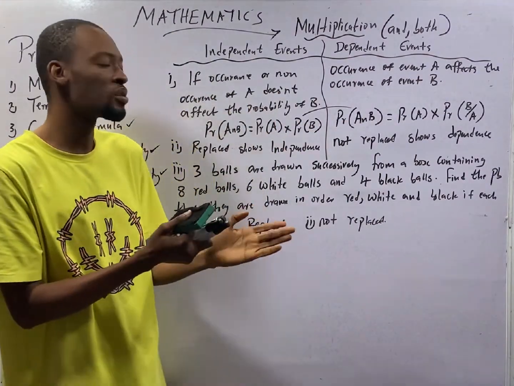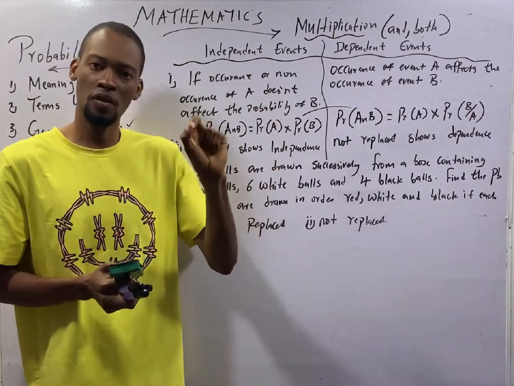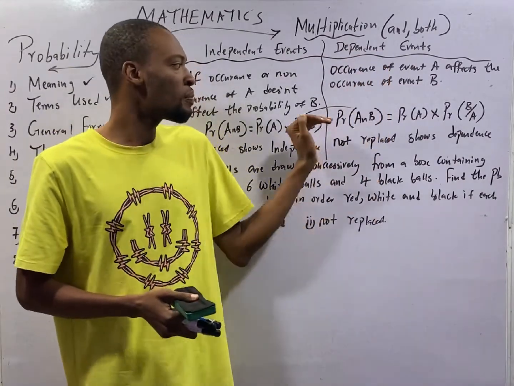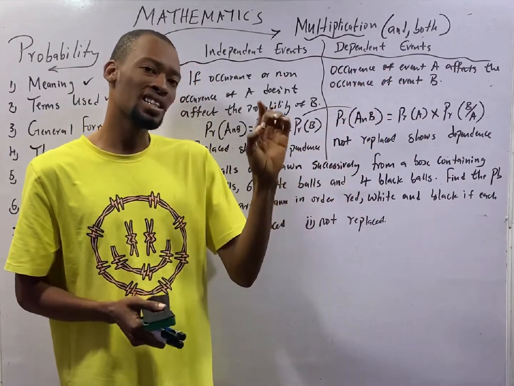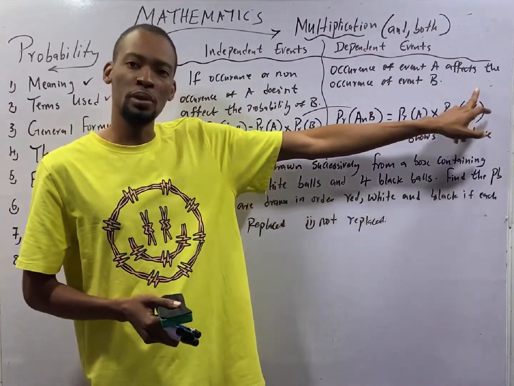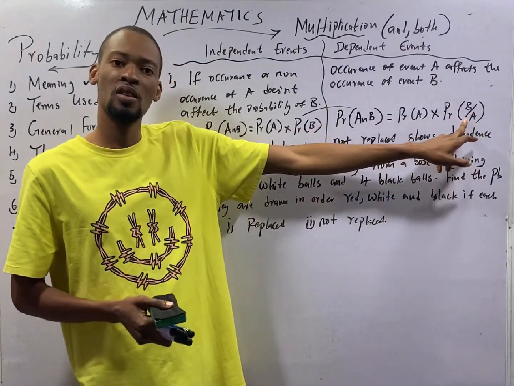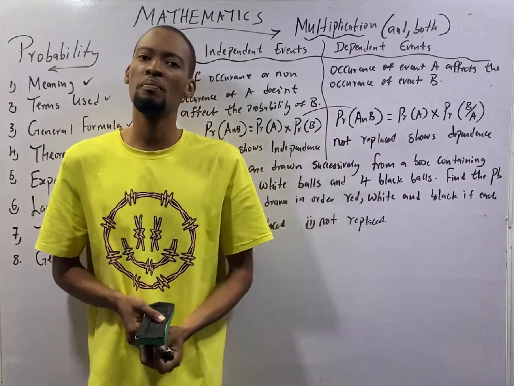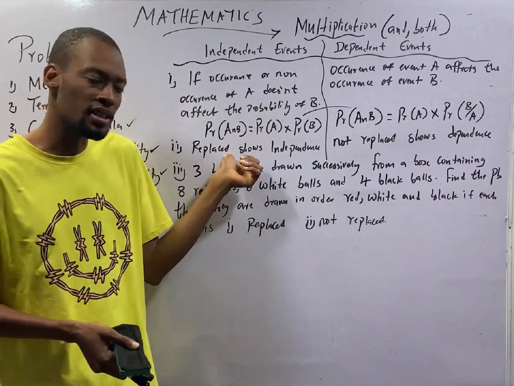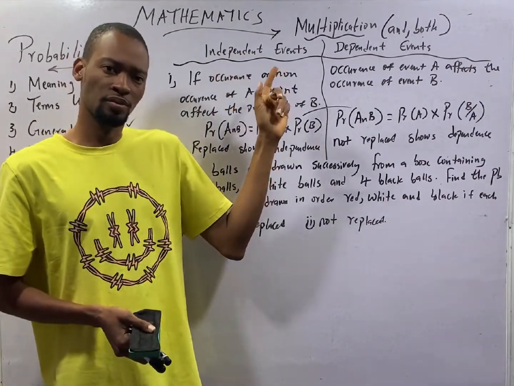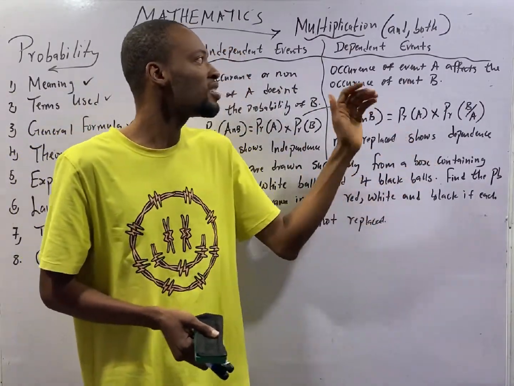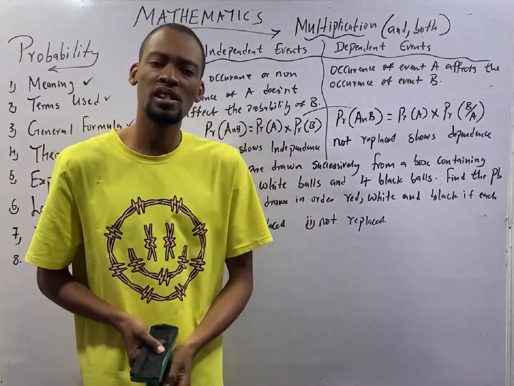Just the way we did in addition. If it were "and" instead of "or", just multiply. For dependent events, the probability of A and B, or A intersection B, is the probability of A times the probability of B, knowing that A has already occurred. Now, if in a probability question you hear or see "replaced", that shows independent. If you see "without replacement" or "not replaced", it shows that the event is a dependent event.